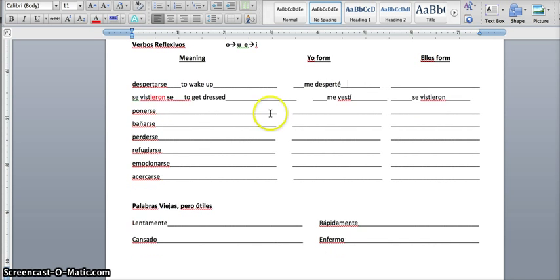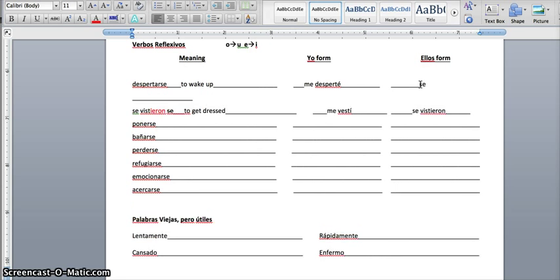So "me", and if I got rid of the "se", like I said, and then I remove it and put "me" in the front, because it's in the yo form, I change "se" to "me", and then I take off the AR ending and put the AR yo form verb ending there. Okay, that's all I had to do. So me desperté and se despertaron. And again, it's not a stem changer.